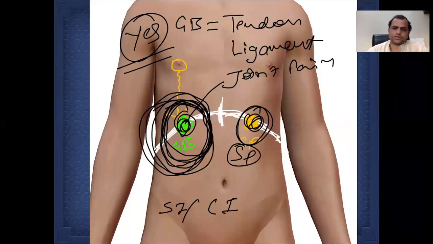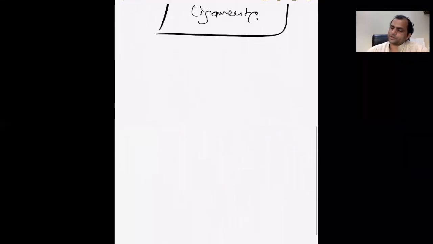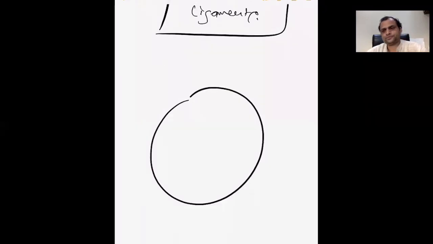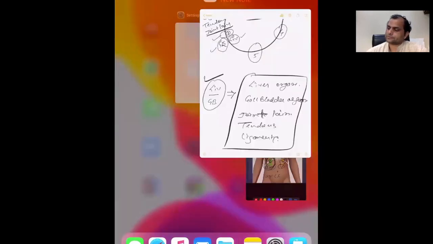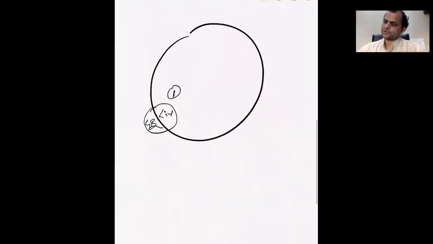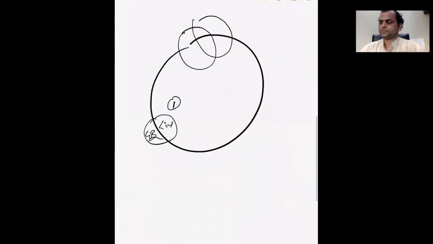If we see the acupuncture or acupressure or the 5 elements, so this is the 5 element. The first element includes the liver and gallbladder. The second element includes the heart and small intestine.